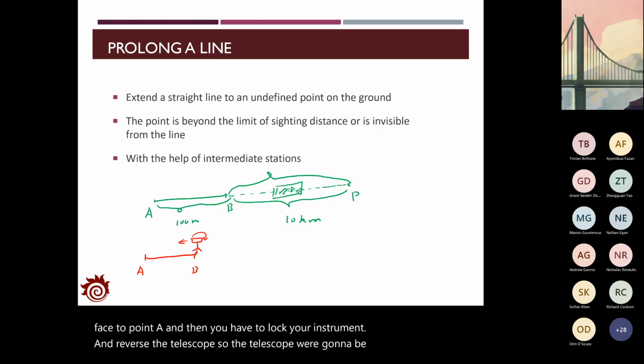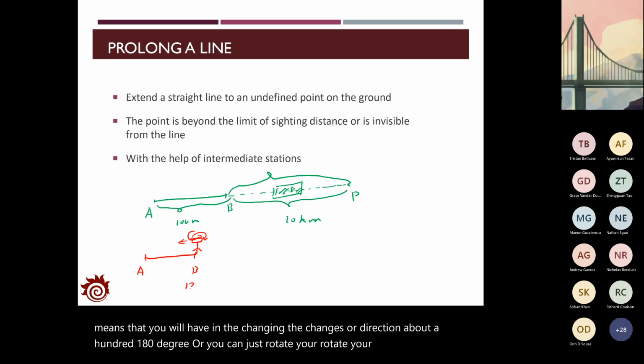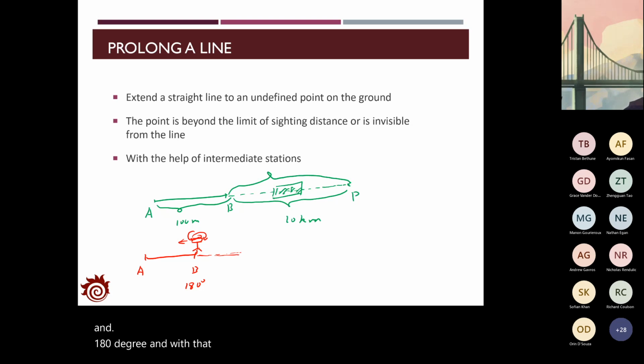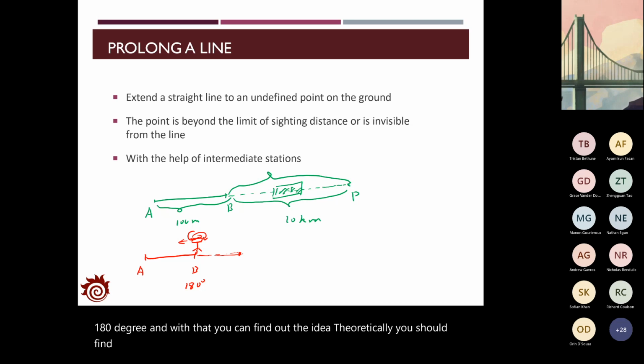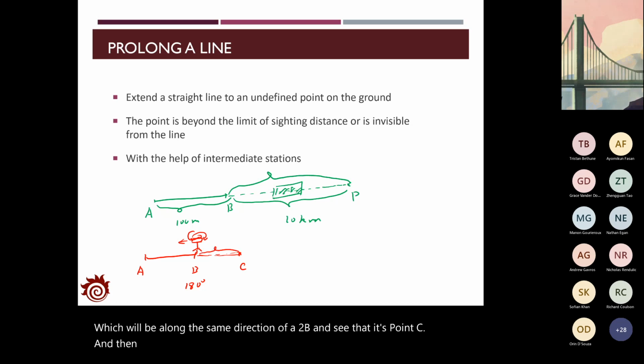So which means that you will have the changes of direction about 180 degrees, or you can just rotate your scope about 180 degrees, and with that, you can find out the line. Theoretically, you should find out the line which will be along the same direction of A to B, and say that it's point C. And then you can measure another distance, say 100 meters.